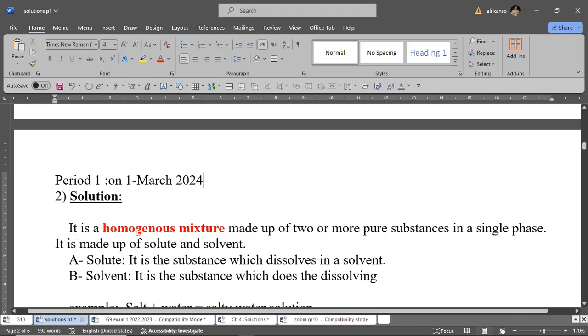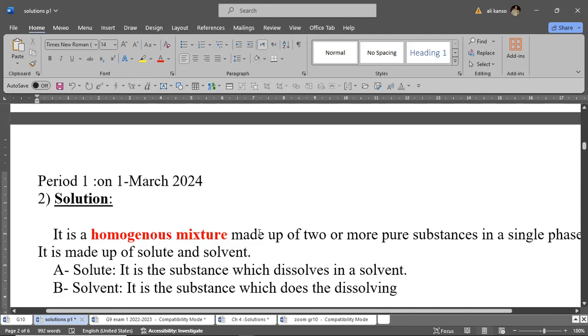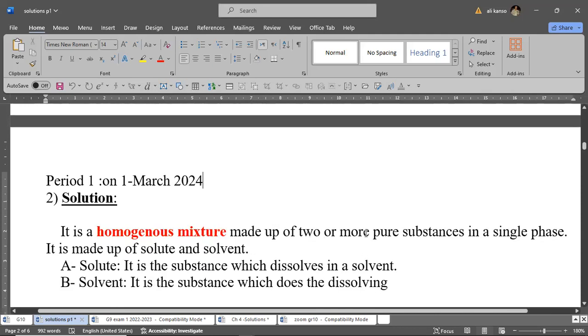A solution is a homogeneous mixture. What do you mean by a homogeneous mixture? A homogeneous mixture is made of two or more pure substances that make a single phase, or it is made of a solute and a solvent. How can we express this?